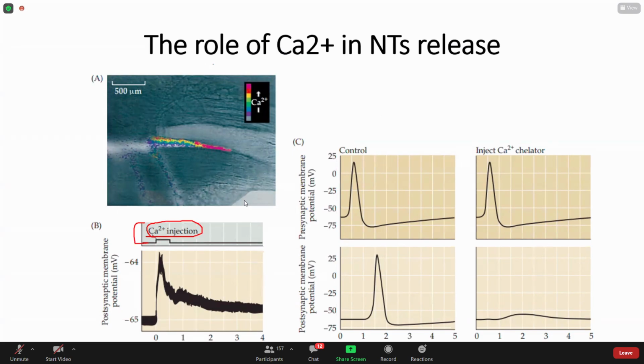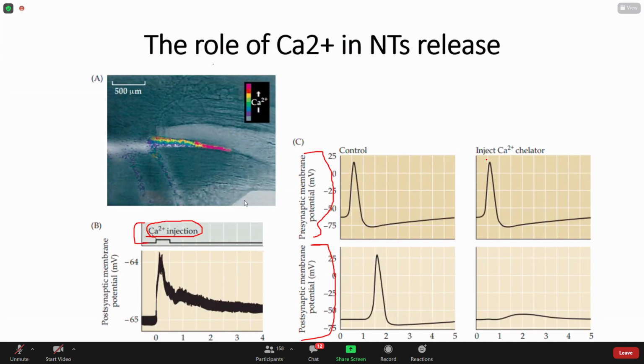So this confirms that calcium is very important for neurotransmitter release, okay? Another experiment they did: here we have the presynaptic membrane potential, and here we have the postsynaptic membrane potential, the receiving neuron. What they did is they injected the presynaptic neuron with the calcium chelator.